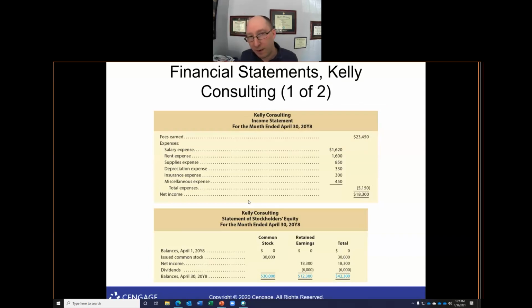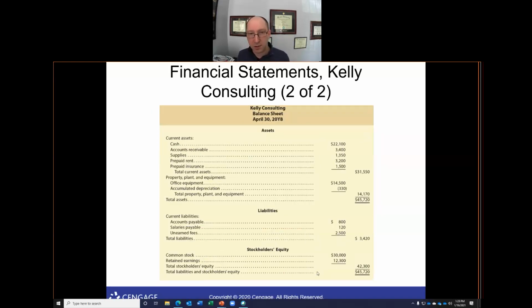Then we prepared our financial statements. We took our income statement and closed it out through net income. Transferred net income onto our retained earnings, right? Beginning balance plus common stock plus net income minus any dividends equals ending balance, retained earnings. That retained earnings ending balance then gets transferred to your balance sheet.